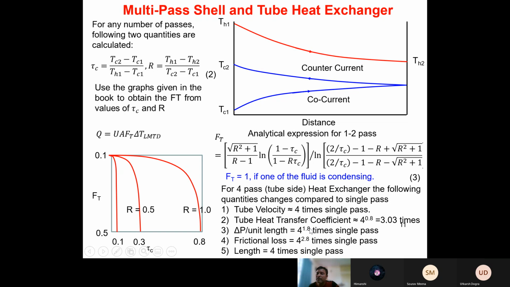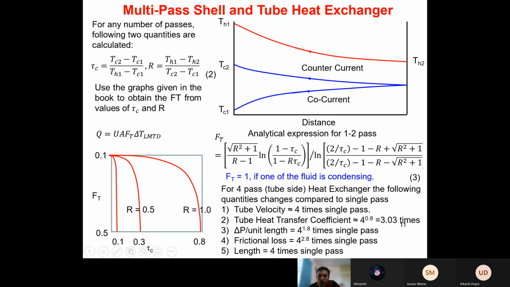Tube side heat transfer coefficient is 4 raised to the power 0.8, so that is almost 3 times higher. Delta P, that is nothing but the pressure drop across the heat exchanger, is almost 4 raised to the power 1.8. So that comes around 12 times higher than the single pass. Frictional losses are higher by almost 2.8 times. That is 48 times higher than the single pass.